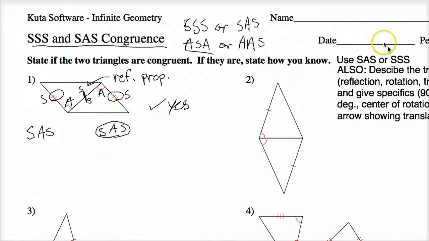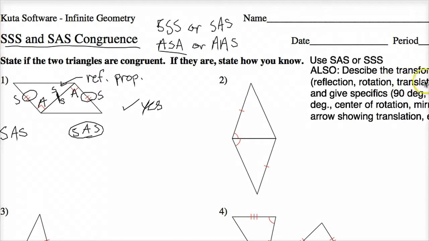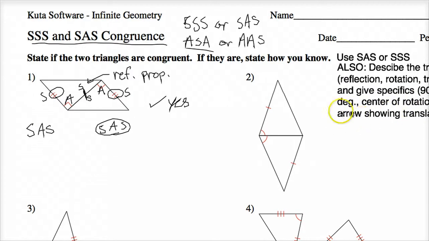But then there's some other directions here. I don't know if you can see these, but it says describe the transformation, reflection, rotation, translation, and give specifics. 90 degrees, 180 degrees, where's the center, mirror line, arrow showing translation, all that kind of stuff. So this is a rotation, which maybe you could notice, and it rotates right around the center. It kind of spins right around that, almost like a propeller, spinning around and around and around.